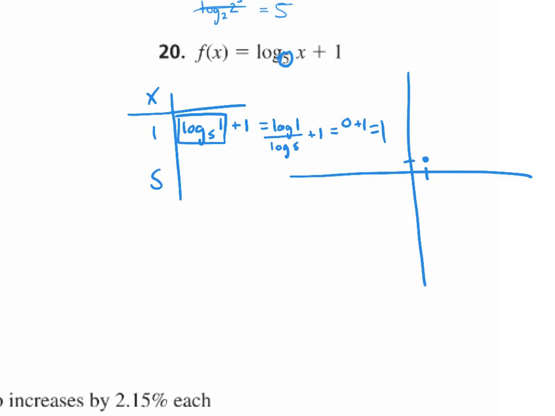Next, we plug in 5. So log base 5 of 5 plus 1. What's log base 5 of 5? 1. So we get 1 plus 1, which is 2. So we're going to go to the right 5 and up 2. Then we connect our dots. Make sure you don't cross the y-axis here.